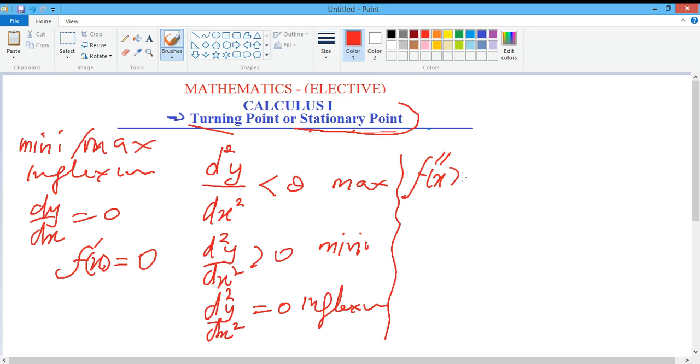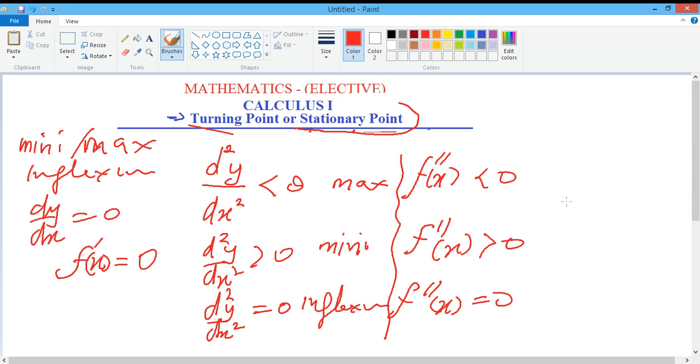If I want to write them in function form, then I can say f with double mark of x less than 0, I have maximum. Similarly, f with double mark, second derivative, that's how I write the second derivative in function form, greater than 0, minimum. f double mark x equal to 0, point of inflection.